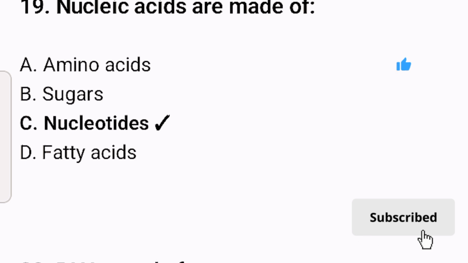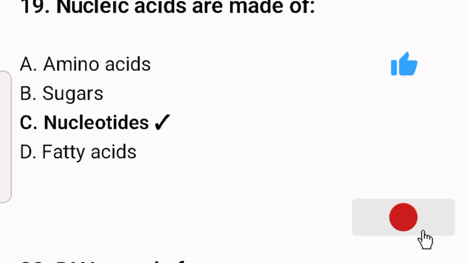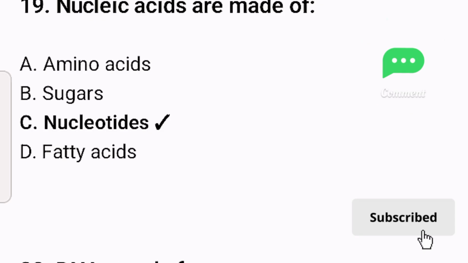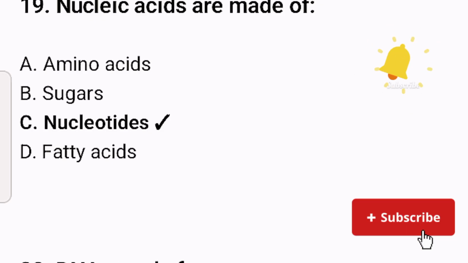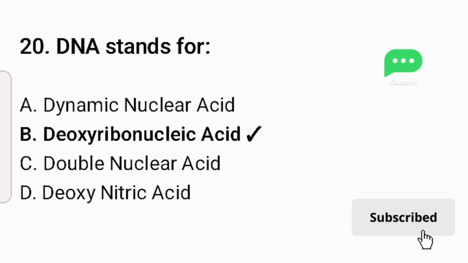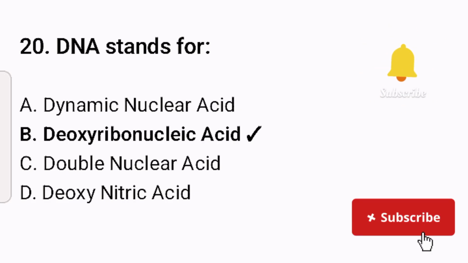Option B. Nucleic acids are made of C, nucleotides. Option C. Nucleic acids are made of nucleotides. DNA stands for deoxyribonucleic acid.